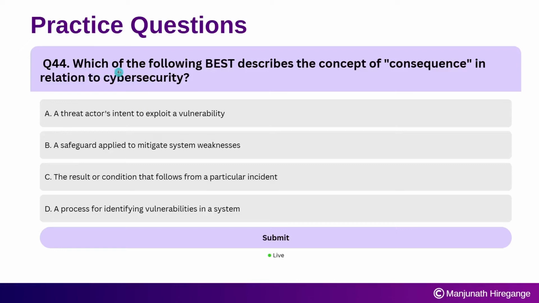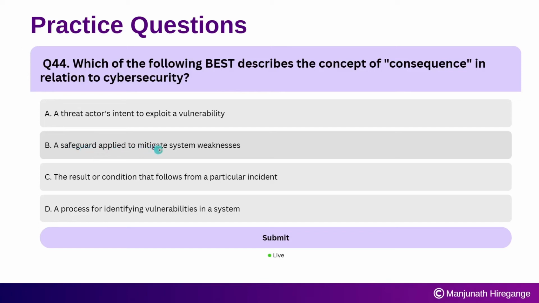Question number 44. Which of the following best describes the concept of consequence in relation to cybersecurity? We are basically looking at the definition of consequence. A: a threat actor's intent to exploit a vulnerability; B: a safeguard applied to mitigate system weakness; C: the result or condition that follows from a particular incident; D: a process for identifying vulnerabilities in a system. The first option is a threat, so easily you can omit it.